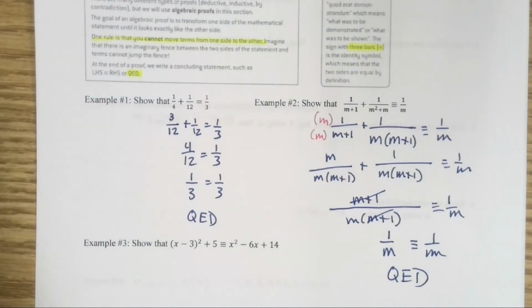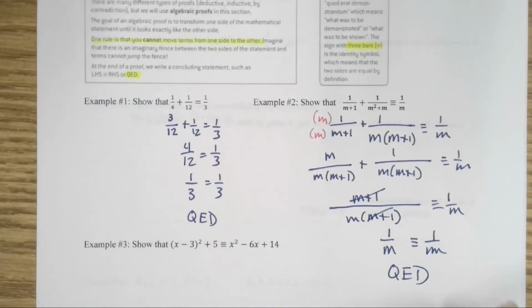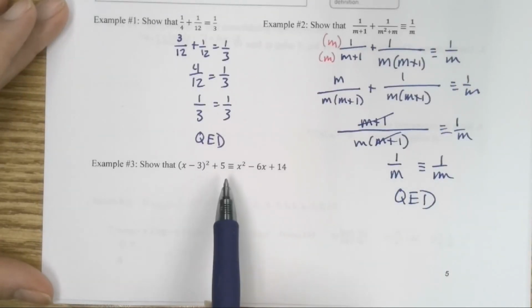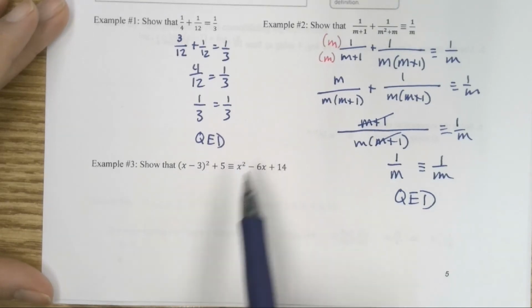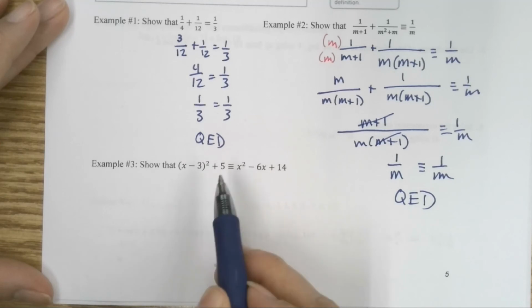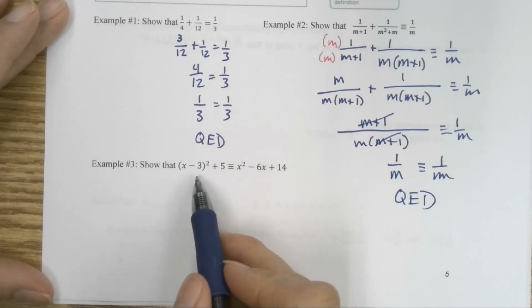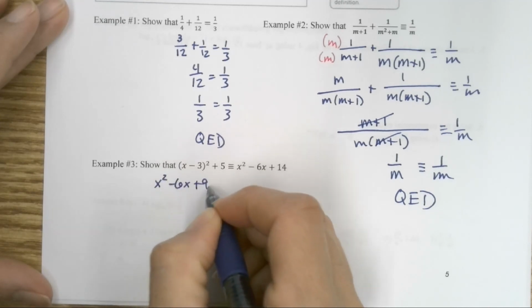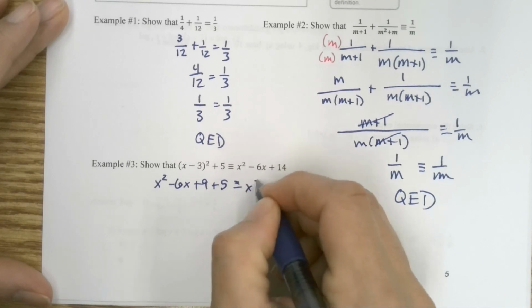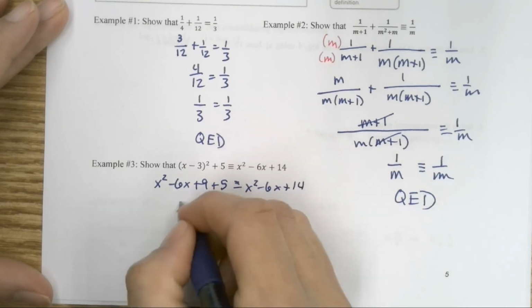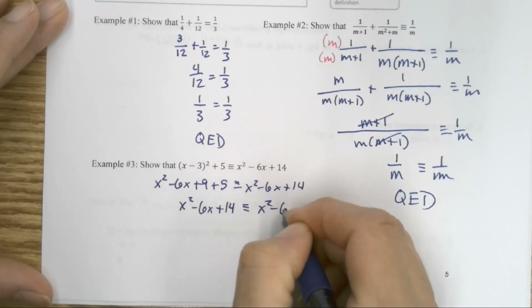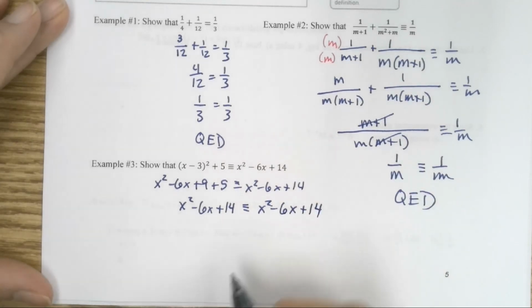Okay, let's take a look at one last example. So example number 3 should look familiar. We've done problems like this before. So this is just an algebraic expression on the left. We want to show that it's equivalent to the one on the right. So in order to make the left side look like the right side, let's expand out this binomial. So this would be x squared minus 6x plus 9 plus 5, which is x squared minus 6x plus 14. That was a nice easy one. And we've proved that the left side equals the right side.